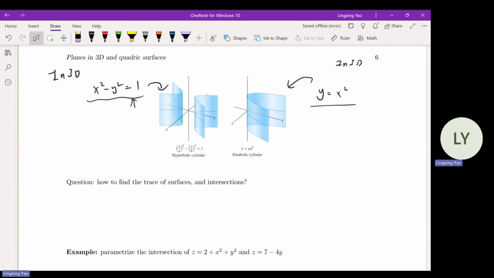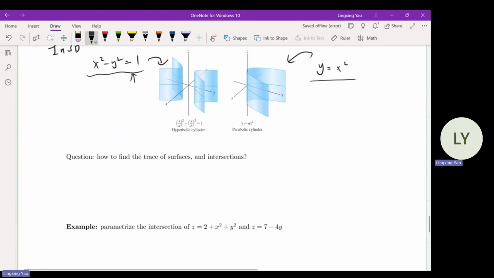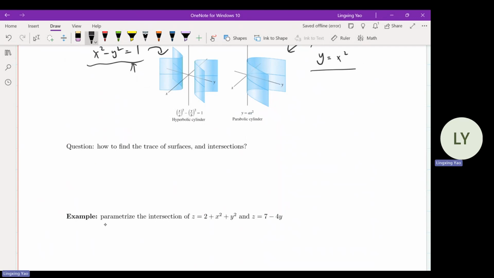And then after the general discussion of all those quadric surfaces, we want to answer the question: how do we find the trace of the surfaces and the intersection of different surfaces? For example, we want to parameterize the intersection of those two surfaces.